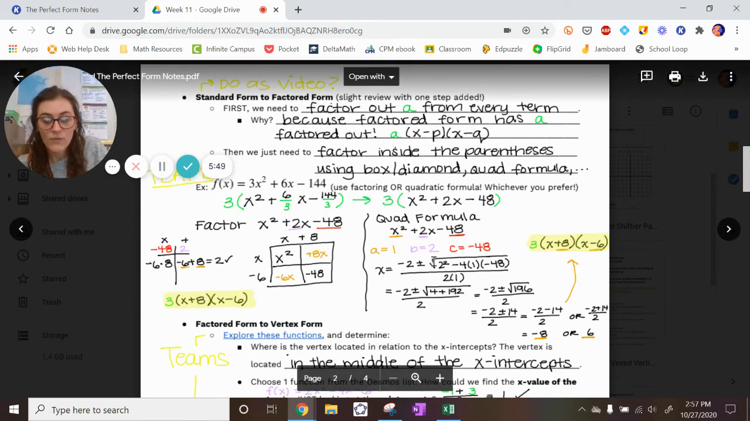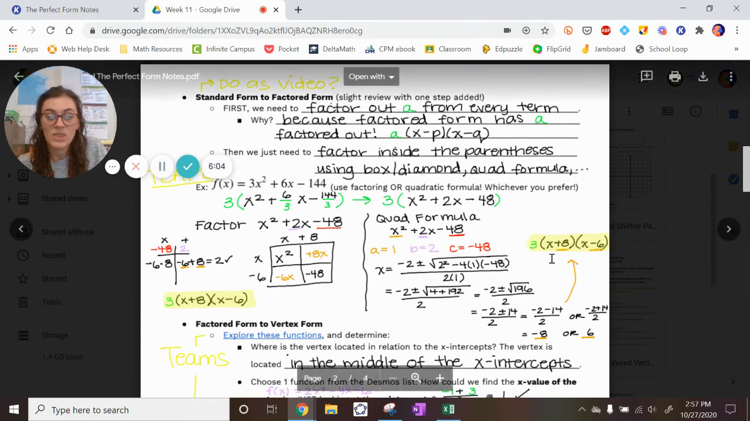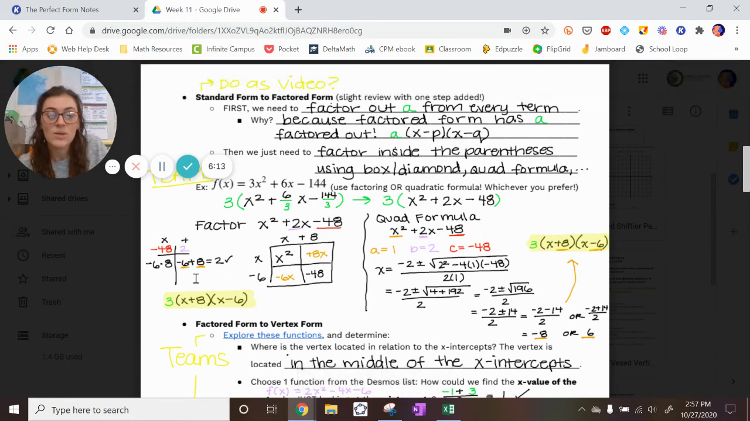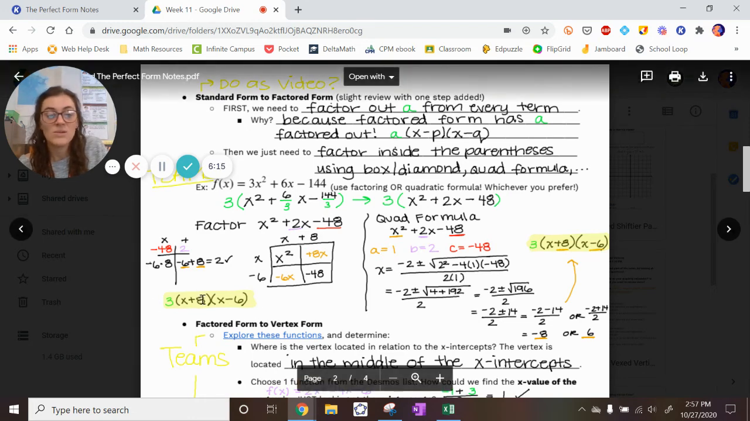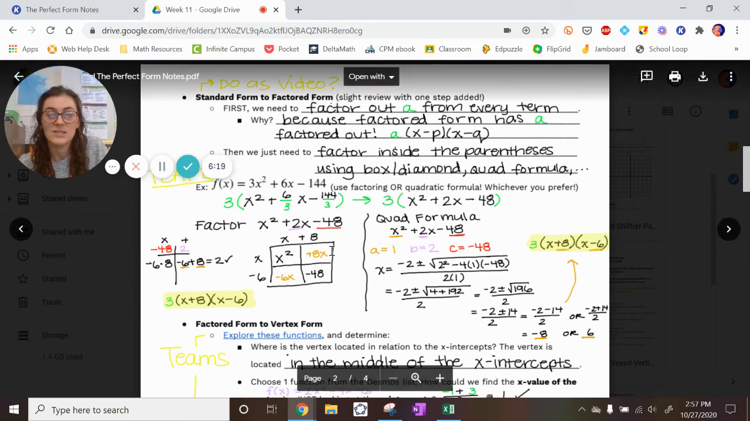If you like the quadratic formula, it's a few more steps. Once you've solved the quadratic formula, remember you have to switch the signs because these are our x-intercepts. In factored form, we always have to switch the signs. So this is what you would end up with if you did the quadratic formula. In this case, I think factoring actually saves you a little bit of time. The Babylonian method probably also saves you a bunch of time. But any way you do it, you're going to get 3 times x plus 8 times x minus 6.